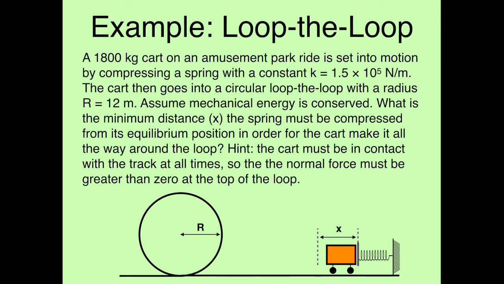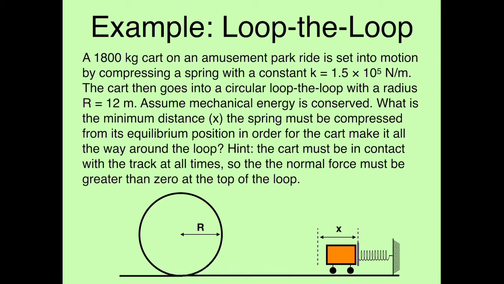We're going to assume that throughout the motion, mechanical energy is conserved. Of course, that means there's no friction and no air resistance acting on the cart as it moves. The question for us is, what is the minimum distance x right here that the spring has to be compressed in order for the cart to actually make it through the loop?